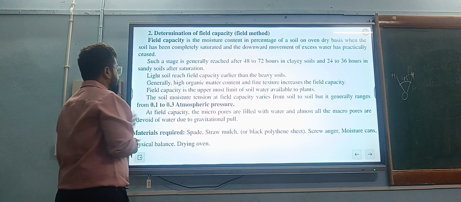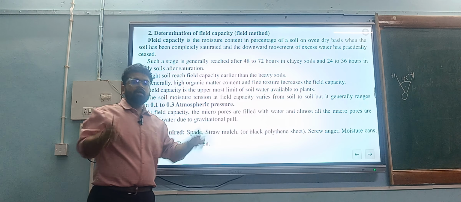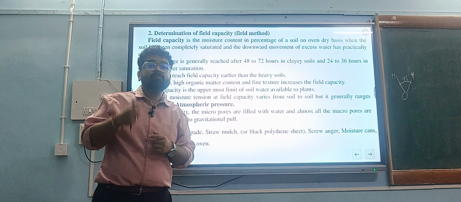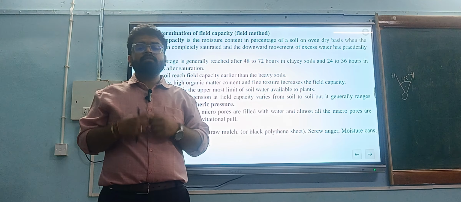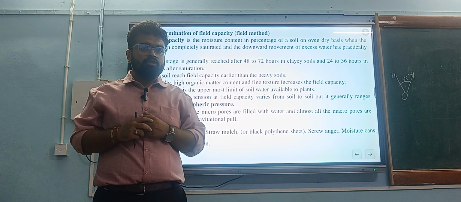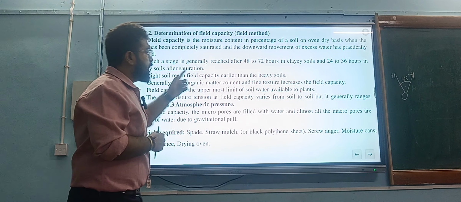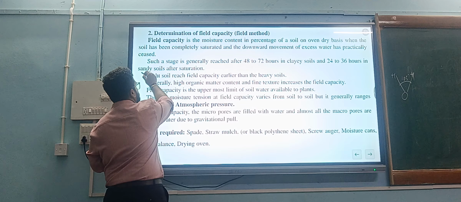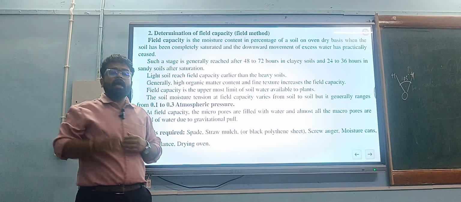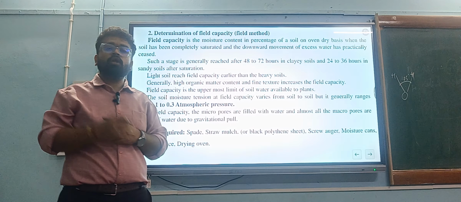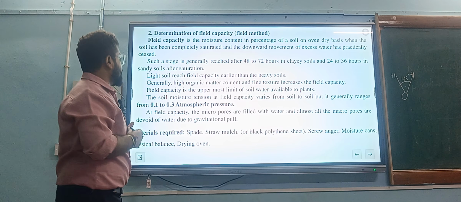For that we make a 1 by 1 meter plot, which we irrigate such that the soil is under the condition of saturation. Leave it for 48 to 72 hours in clay soil and 24 to 36 hours in sandy soil after saturation, so that the excess water is drained out and water is present only in the micropores.